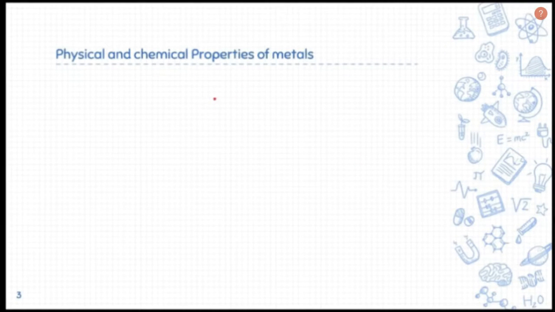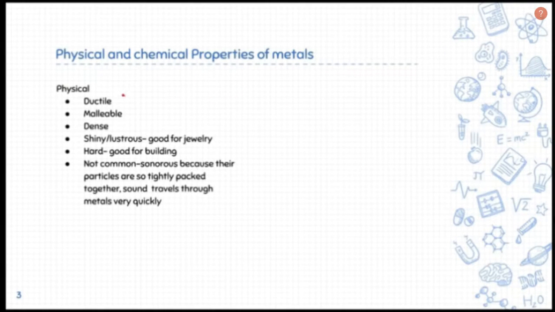Physical and chemical properties of metals. Some of the physical properties is that they're ductile, which is why they're used in wires. They're malleable, which is why you see iron in many different shapes and forms. They're dense, they're shiny and lustrous, which is why they're used in jewelry. They're hard, which is why they're used in bridges and statues.